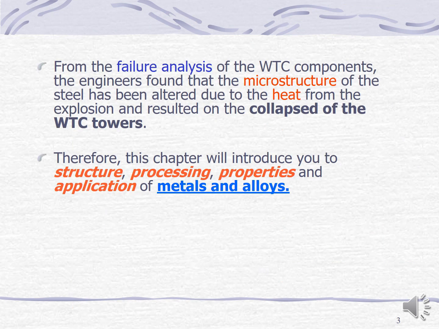From the failure analysis of the WTC components, the engineers found that the microstructure of the steel had been altered due to the heat from the explosion and resulted in the collapse of the WTC towers. Therefore, this chapter will introduce you to the structure, processing, properties, and the application of metals and alloys.